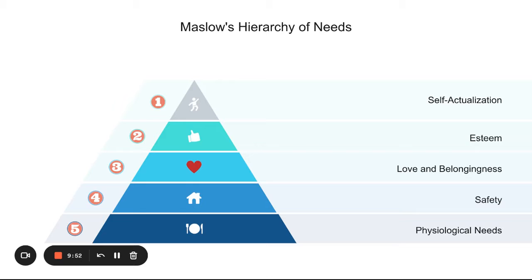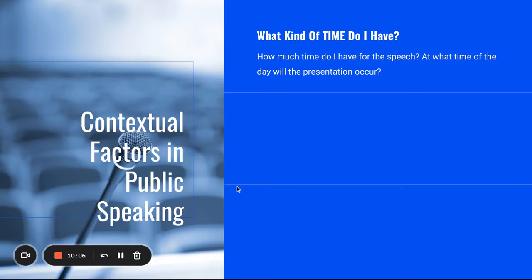So Maslow would say we have to consider where our audience is coming from to know what kind of information is going to be best for them, to understand where we're coming from, to persuade them to do anything. So consider the needs of your audience.